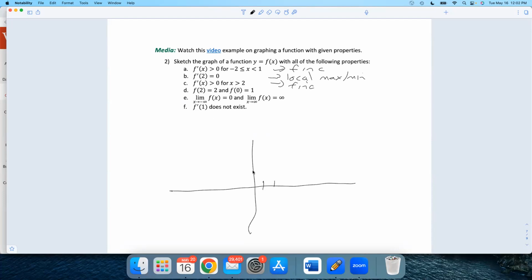So on the actual graph, f of 2 equals 2. f of 0 equals 1.